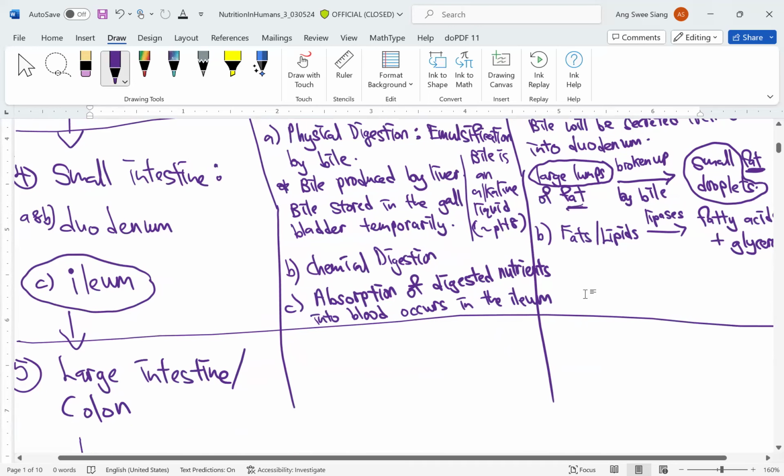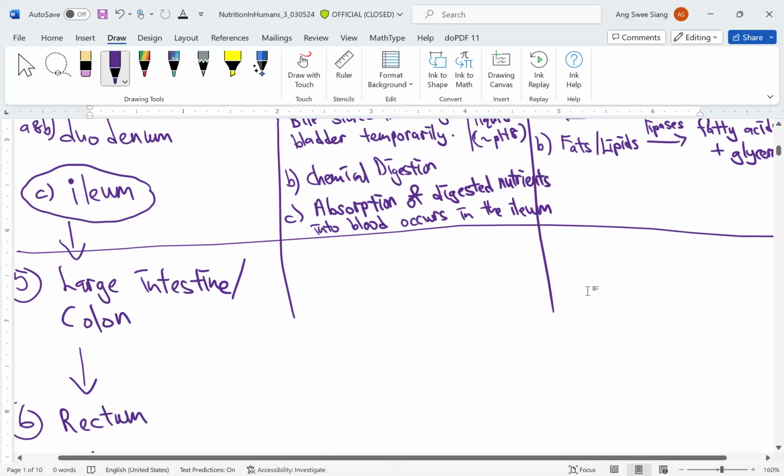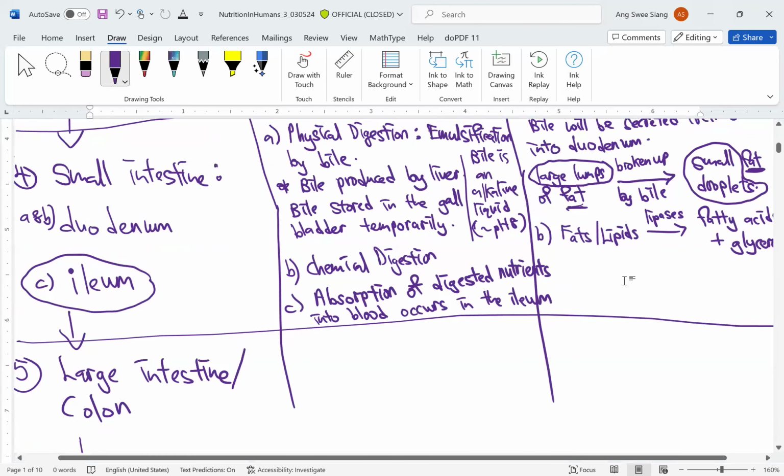Next, we are going to look at the large intestine. After the small intestine, there is no more digestion, because there is no digestive juice being secreted in the large intestine. There is no digestive juice secreted in the rectum. Then the anus is just an opening, so don't even talk about digestion.